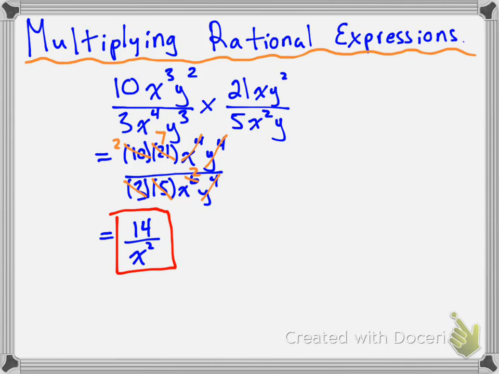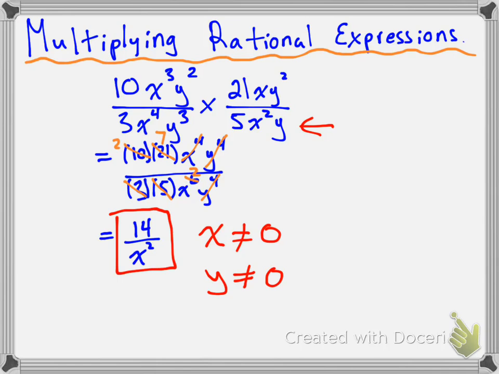At this point, you might want to state any restrictions. You would notice that x would not be allowed to be equal to 0, so you'd say x is not equal to 0. But also, if you look up top, you're going to notice that if y was equal to 0 in any of the two expressions up there, you would also have an issue. So you'd also have to say that y is not equal to 0 as well. Okay, those would be the restrictions.